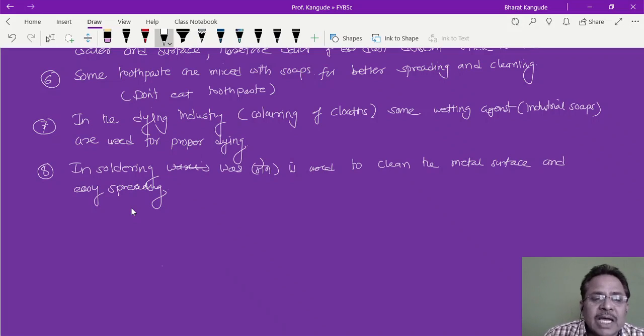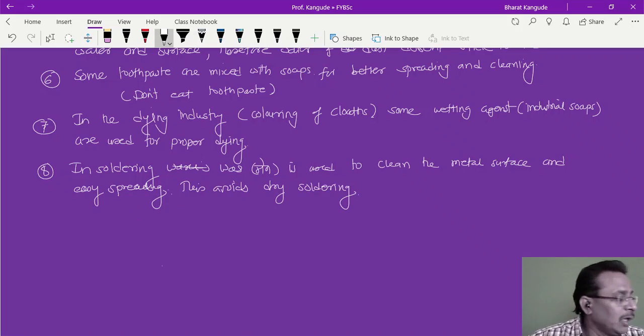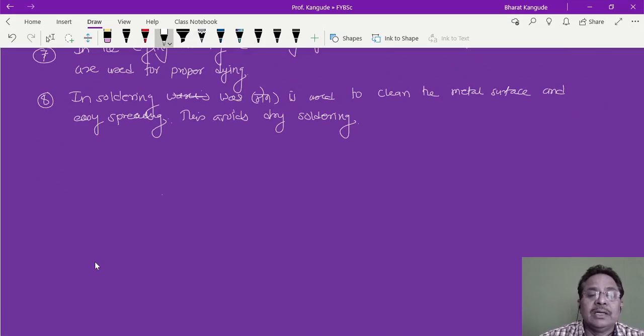Okay, and this avoids dry soldering. Otherwise your soldering will not be effective, and if it is not effective then it will not work. So in PCB designing or whenever we go for such electronic circuit designing and we are supposed to carry out certain soldering, in that soldering certain wax material is used, and that cleans that particular metal surface and it helps in easy spreading of that soldering material, and therefore it avoids this dry soldering.